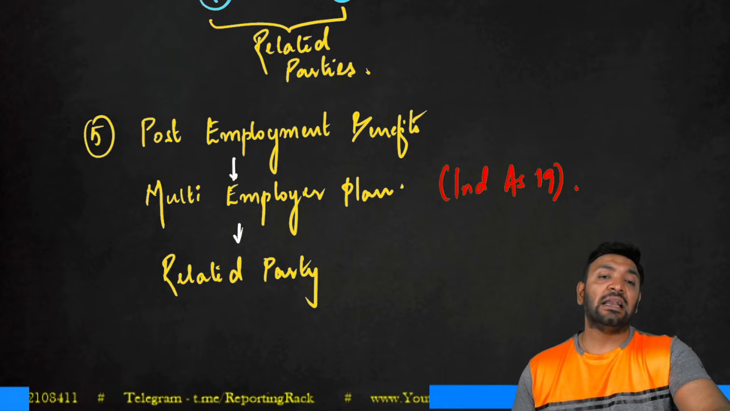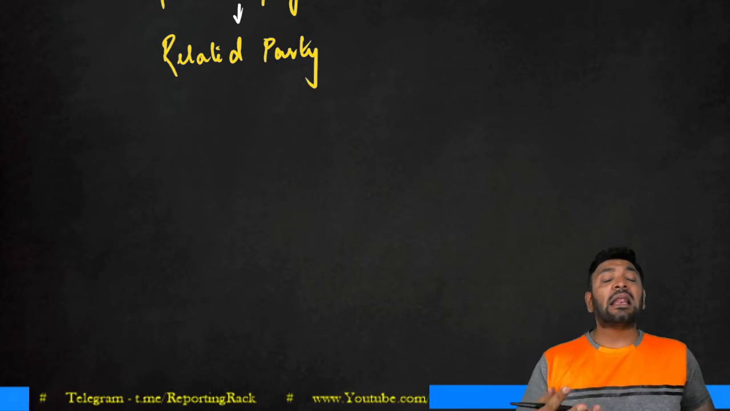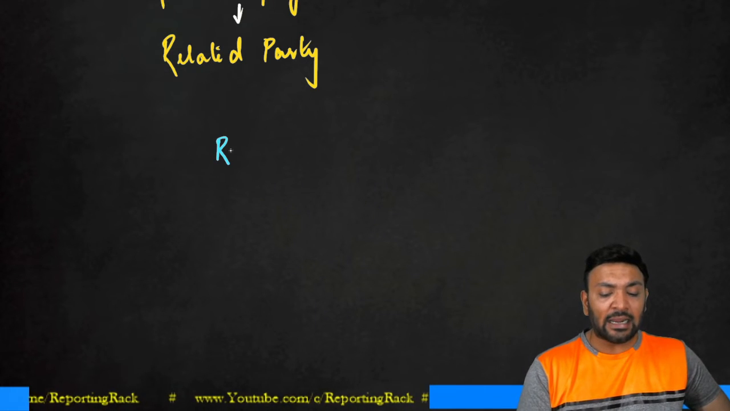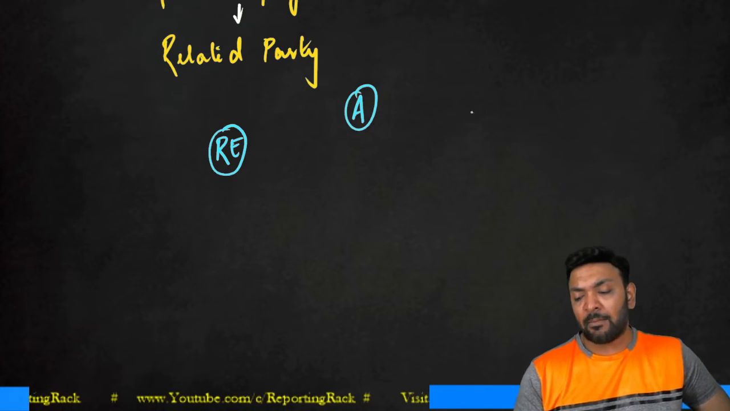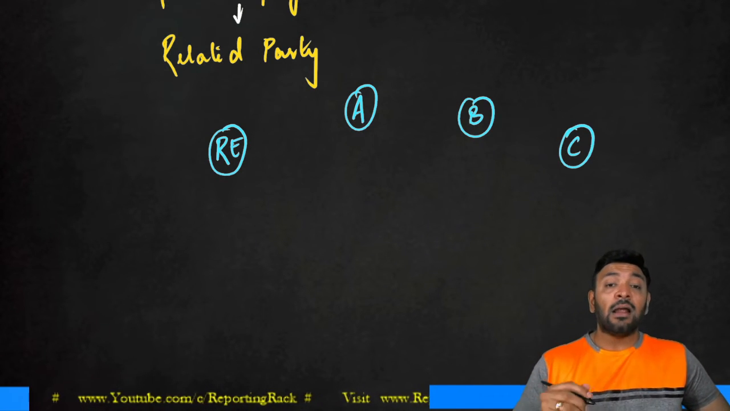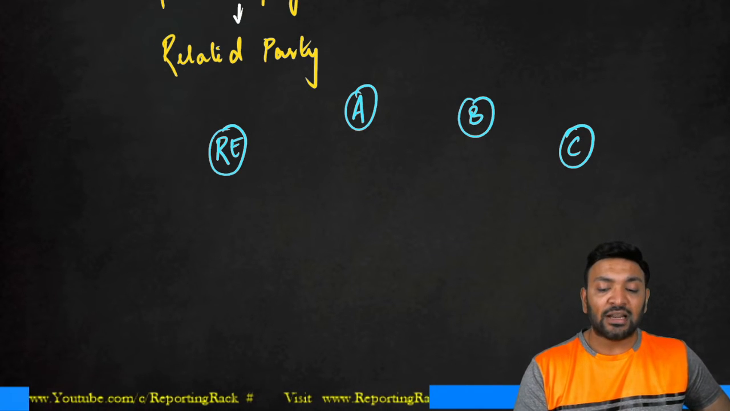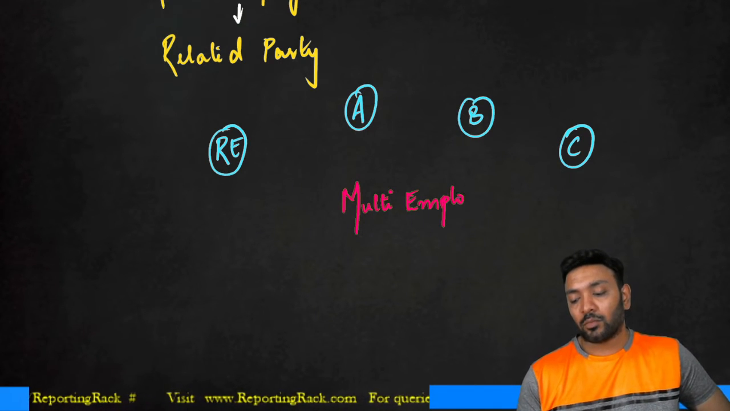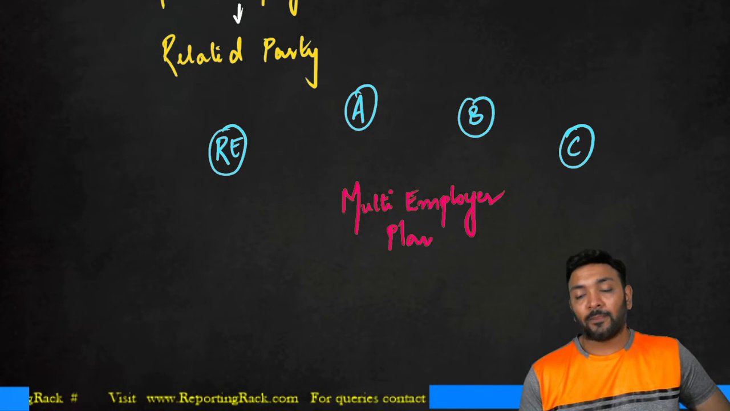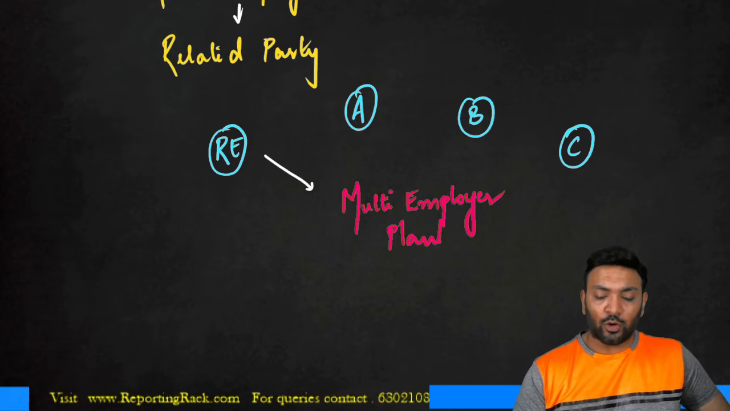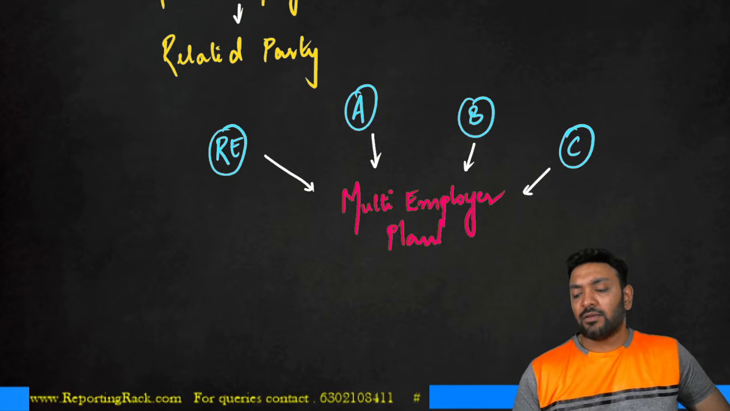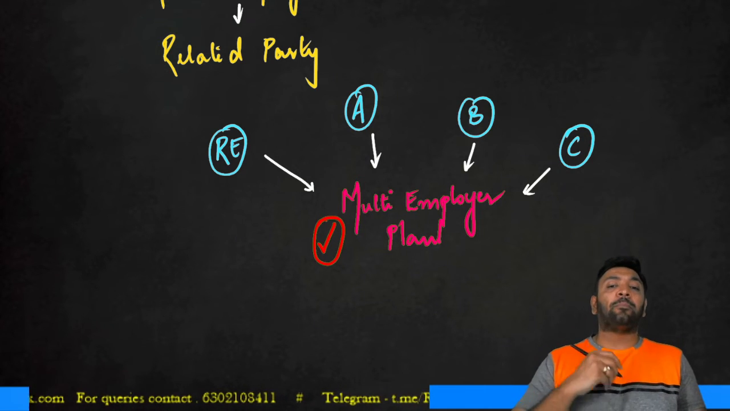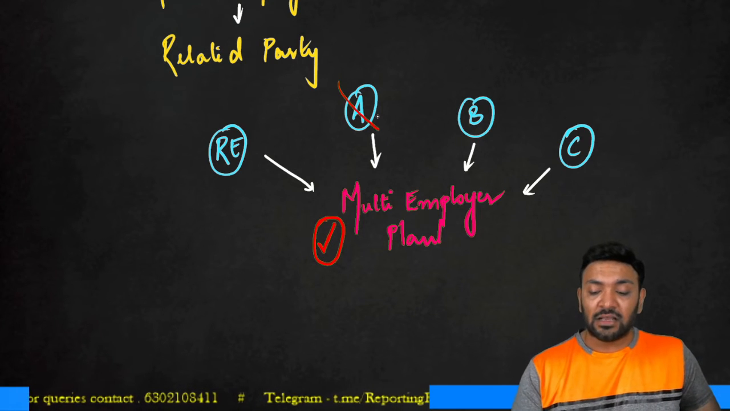Now, what did we discuss under Ind AS 19 regarding multi-employer plan? I said hiring the fund manager might not be easy for each enterprise individually. So there might be a situation where the reporting enterprise together with other enterprises, let's say A, B, C, have come together and have formed a multi-employer plan. They together have formed a multi-employer plan. Right? They together, A, B, C, together with the reporting enterprise, are participants of the multi-employer plan. In such a case, this multi-employer plan is a related party to the reporting enterprise, but the other participants are not related parties.